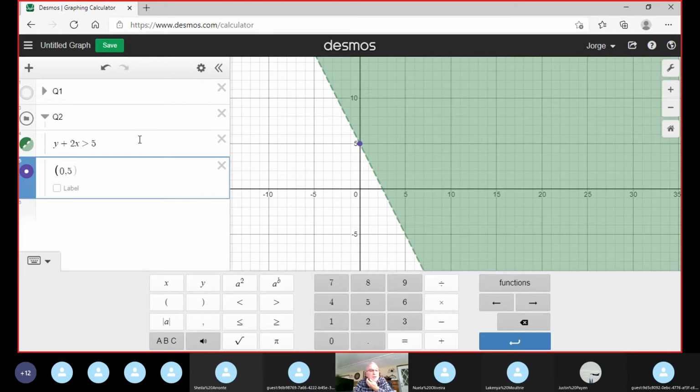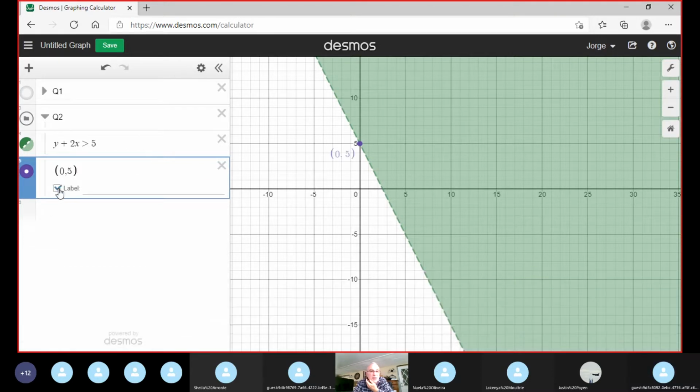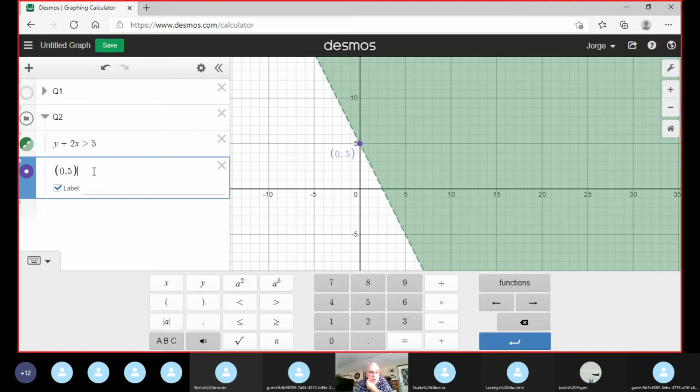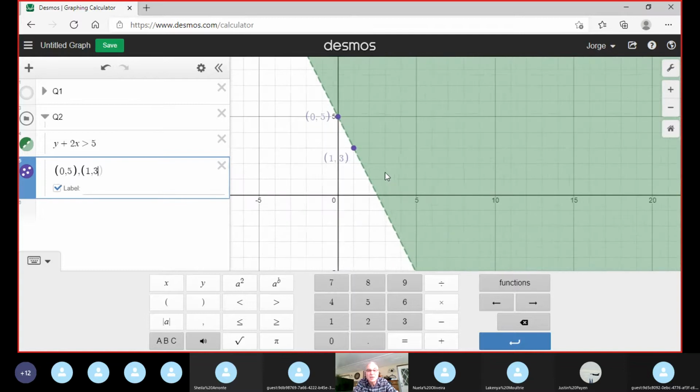0,5. I plot the first point. I put the label if you want. Look at that label, 0,5. It was gray already. It was there, absolutely. Now, remember, another point was 1,3, separated by a comma. 1, comma, 3. Boom. Do you see that both points are on the line?